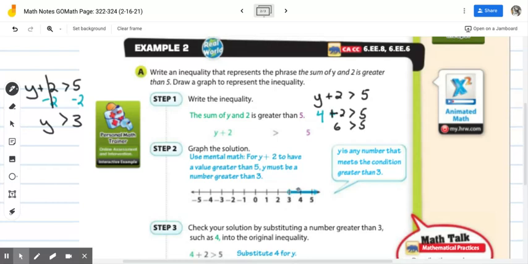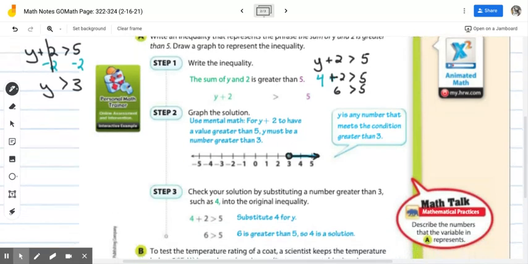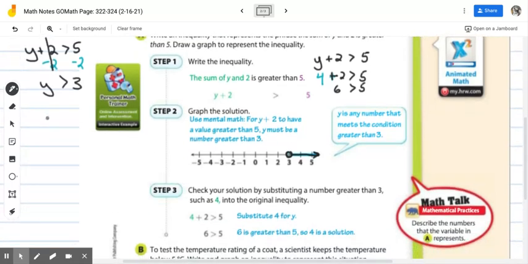But they've graphed it here. We have an open circle over the 3, and the graph going to the right because y is greater than 3, but it's not equal to 3. That's why we have the open circle. And then they have step 3 to check your solution. And we can try this out using the original, and I already did this actually up above, but using the original inequality, which is y plus 2 is greater than 5.